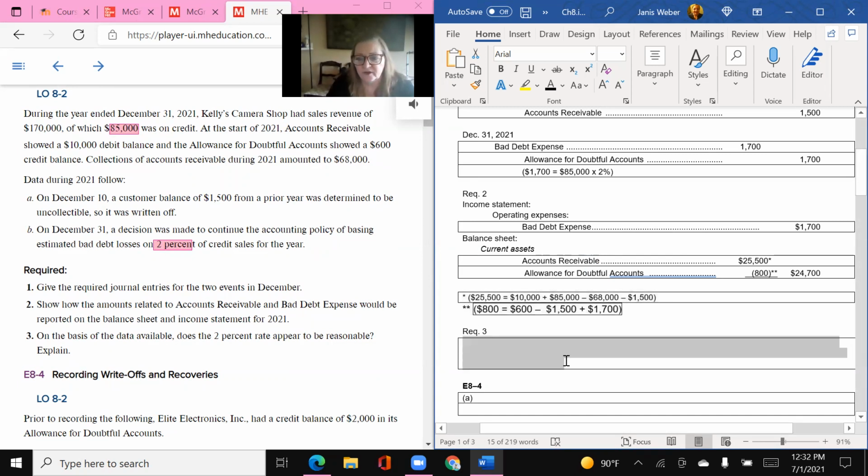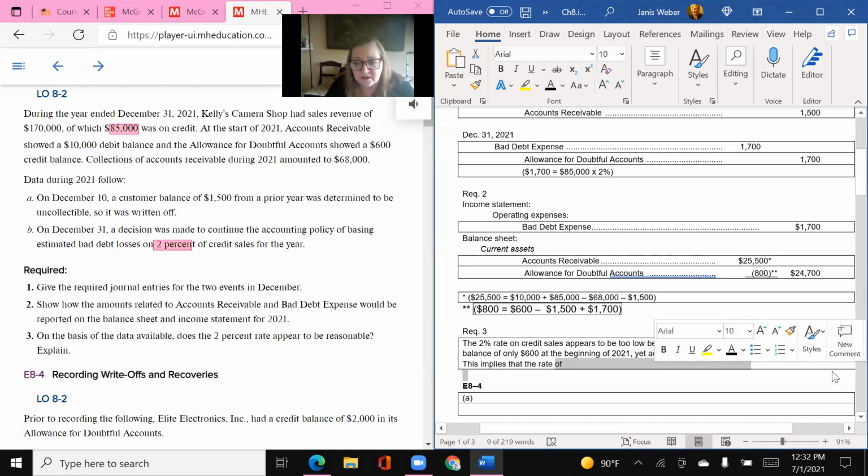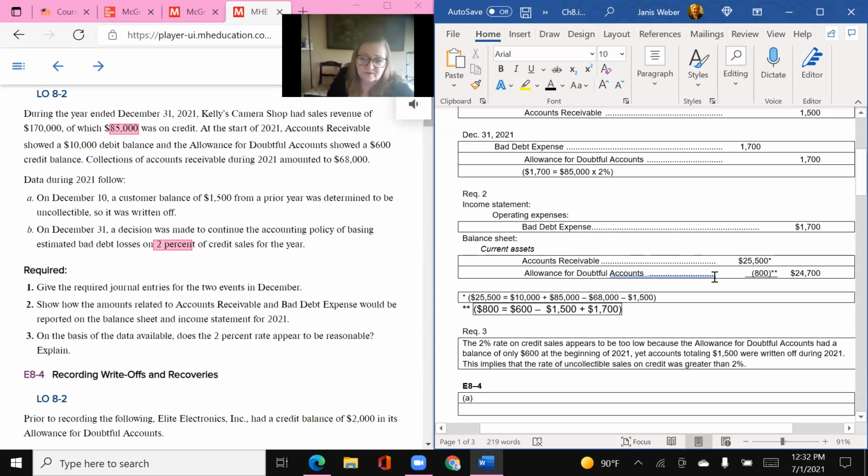I was going to reveal the official answer they gave for this requirement 3 about whether the 2% was adequate. They're saying it's too low because the allowance account had only 600 at the beginning and only 800. Oh, I see. They say it's too low because the write-off this year exceeded the beginning balance, but it still turned out that it was in the positive. So it's not terribly wrong, but you could consider increasing it from 2% to a higher number.